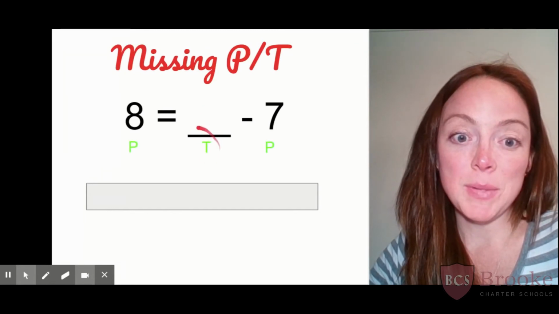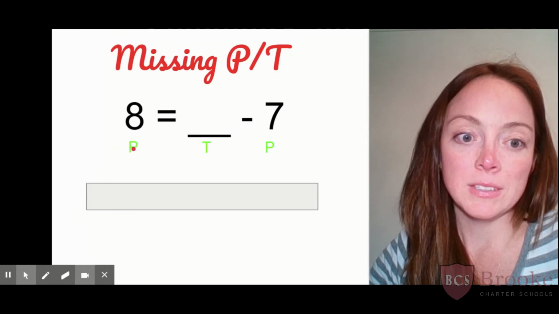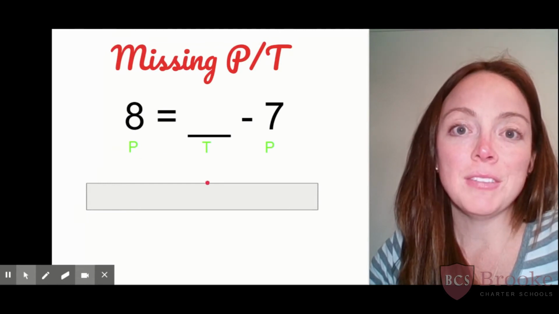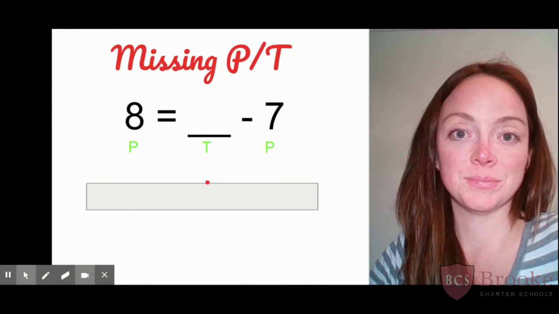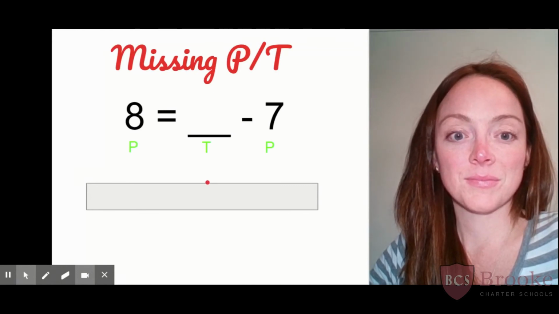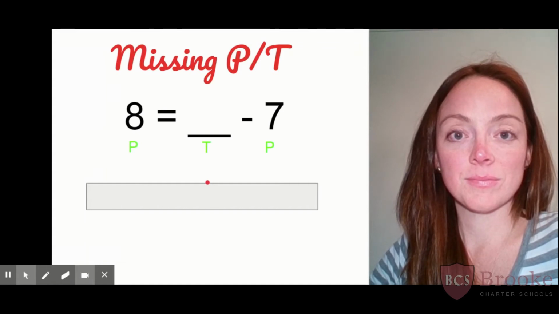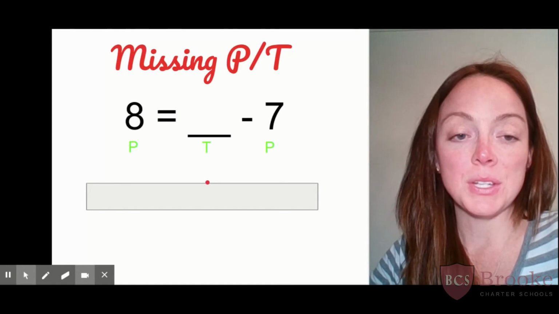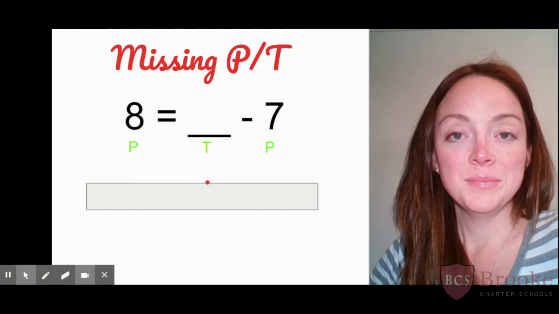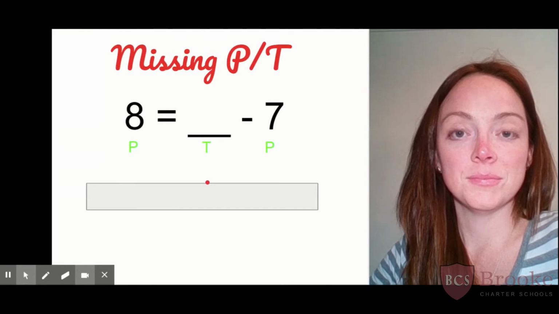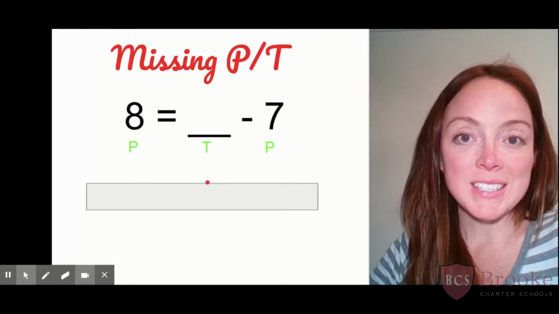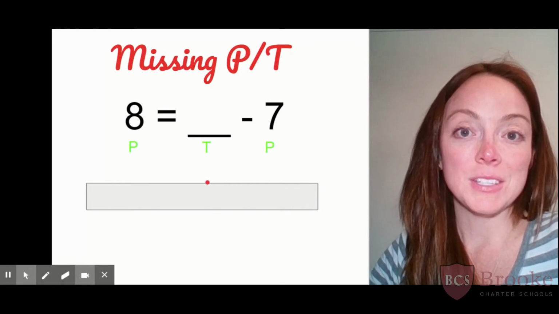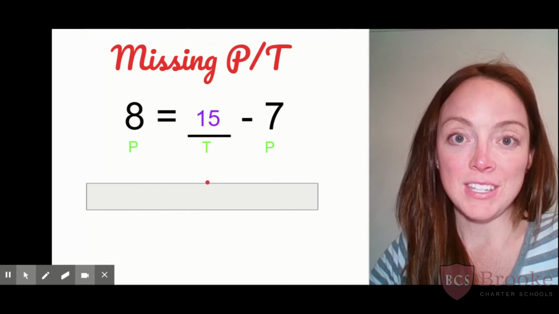Nice, I know if this is my big total, these are my two small parts. Get to work finding the missing total. Maybe you want to count on. Maybe you want to use a number line. Good. If I put the two parts together to find that big missing number, the total, I get 15.